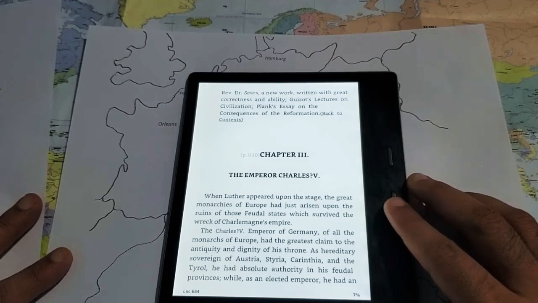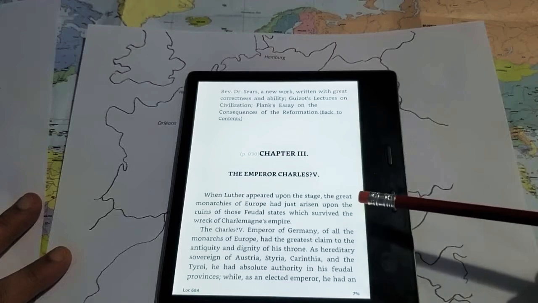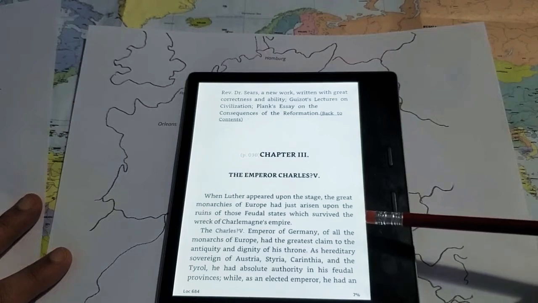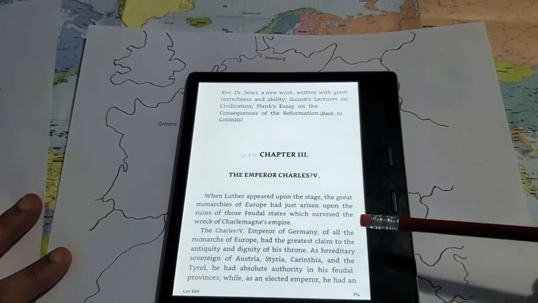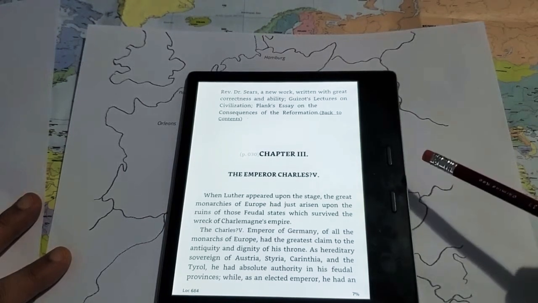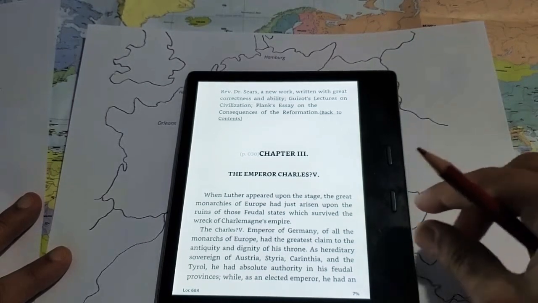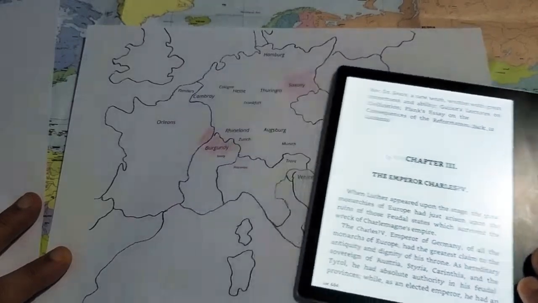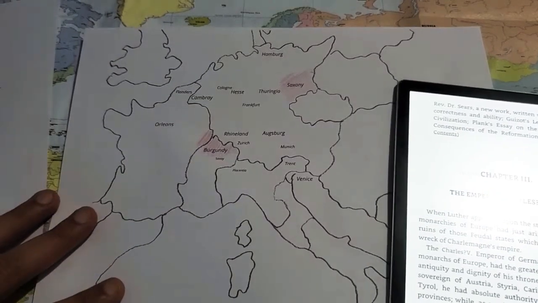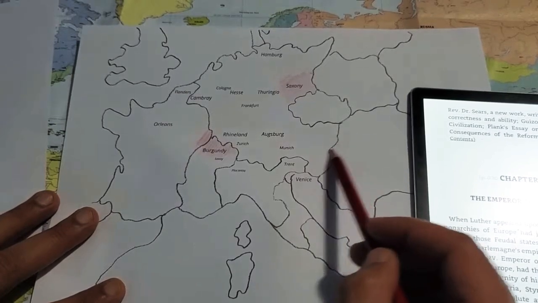When Luther appeared on the stage, the great monarchies of Europe had just arisen upon the ruins of those feudal states which survived the wreck of Charlemagne's empire. The Emperor of Germany, of all the European monarchs, had the greatest claim to the antiquity and dignity of his throne. So I had to look up all these locations. As hereditary sovereign of Austria, Styria, Carinthia, and Tyrol. And to emphasize, this is all basically Austria today. So it would be probably this part of Germany.